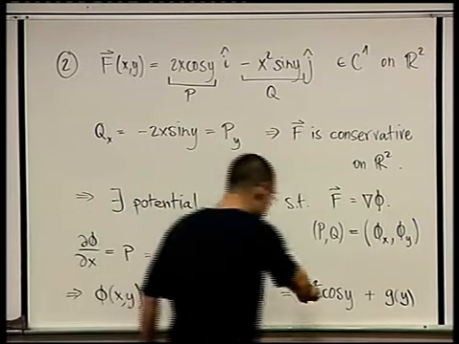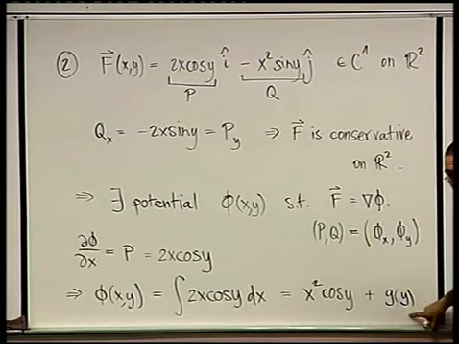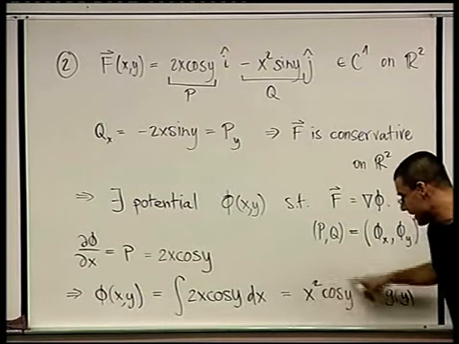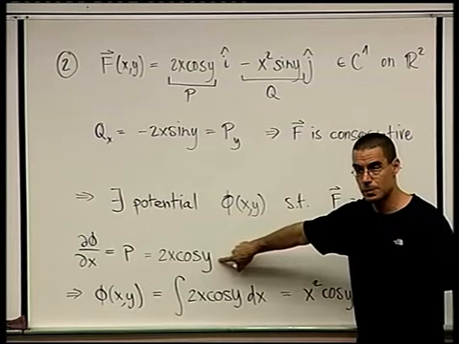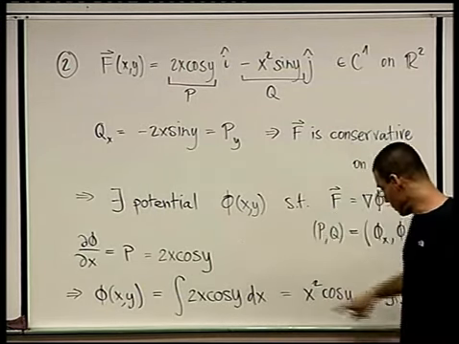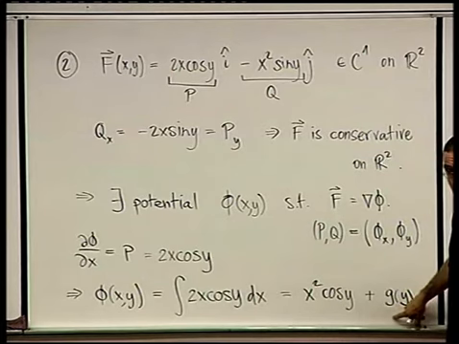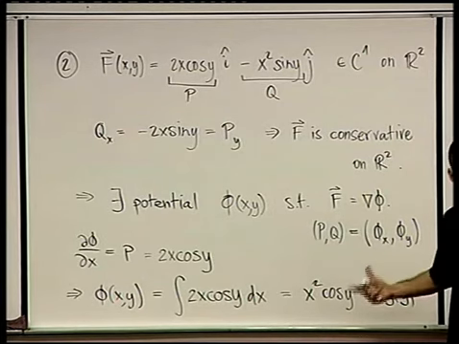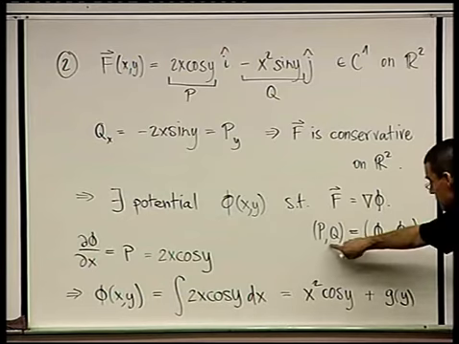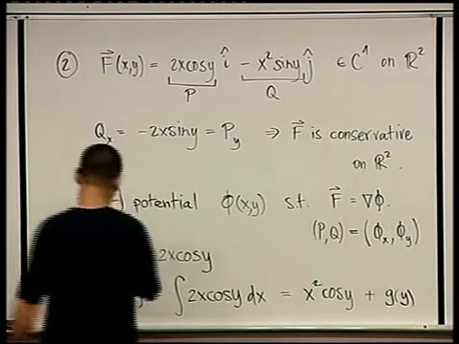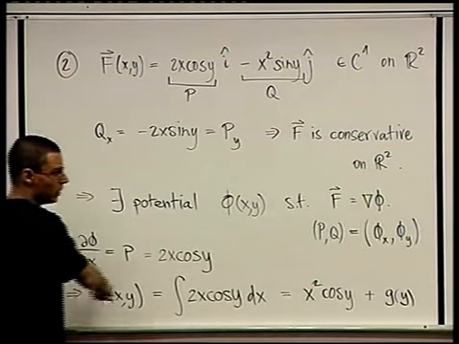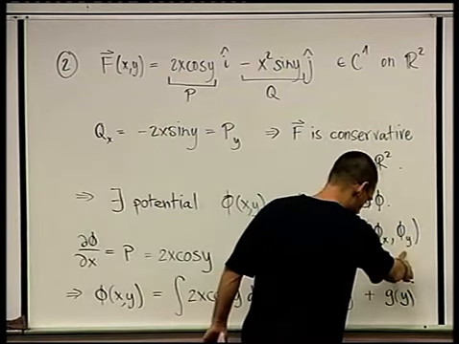So we know phi, but not entirely. We know this is the only component that can have x's in it, but phi could still have another component which only has y's in it, and it will still satisfy this. Do you agree? So how do we find g of y? We use the second part of the data, which we haven't used yet, which is that q is the derivative of phi with respect to y. Here we used the fact that p is the derivative of phi with respect to x. Now let's use the fact that q is the derivative of phi with respect to y.